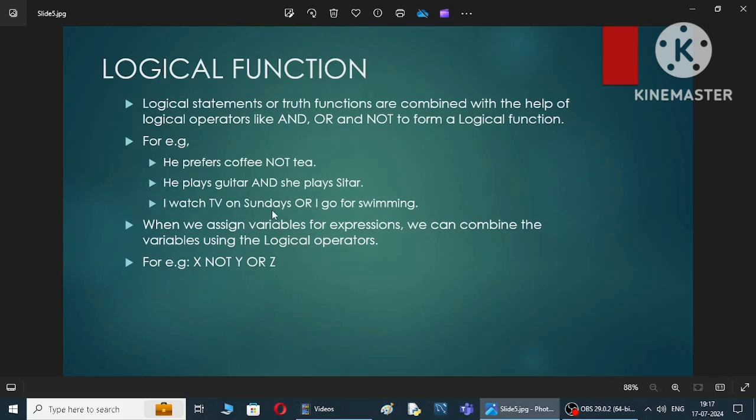I watch TV on Sundays or I go for swimming. So look at the keywords and, or, not. These and, or, not are called the logical operators. When we use them in expressions, you will understand how to work with these operators. These are operators like the arithmetic operators we use: plus, minus, multiplication, star, slash. In the same way, logical operators are and, or, not.